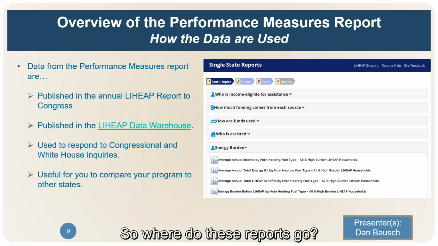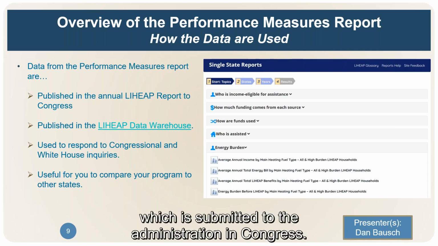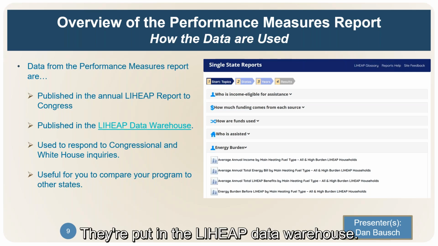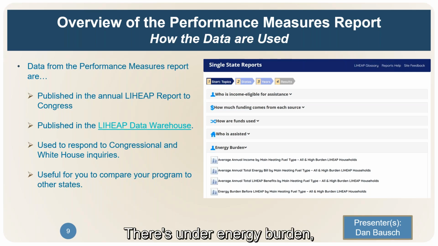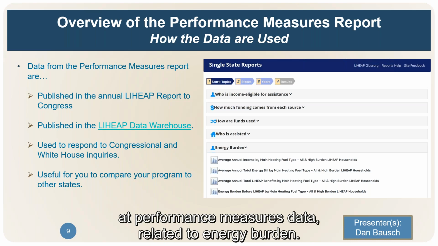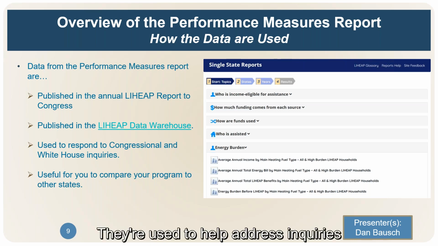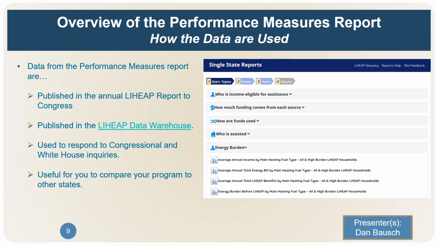So where do these reports go? They do go into different places. They go to the LIHEAP report to Congress, which is submitted to the administration and Congress. They're put in the LIHEAP data warehouse. You can see this menu on the right side at the bottom. Under energy burden, there are different reports you can get to look at performance measures data related to energy burden. They're used to help address inquiries from the administration and White House.